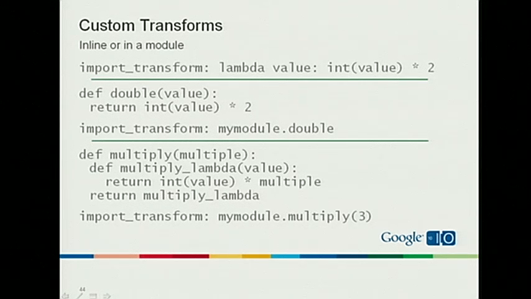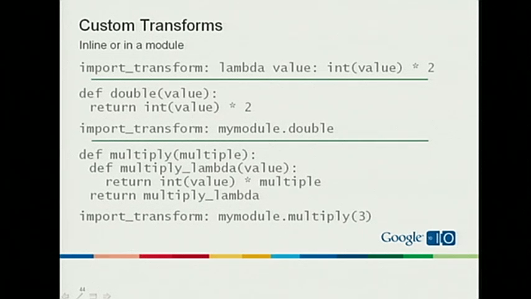So this is sort of a composite slide of 3 different ways of doing the same thing. So you can actually have an inline lambda in your transform. Similar to how if you just specify, say, int, that's actually the Python int conversion function, you can specify a lambda function. In this case, I've just specified a lambda, which takes the value, which is passed in, converts it to an integer, multiplies it by 2.